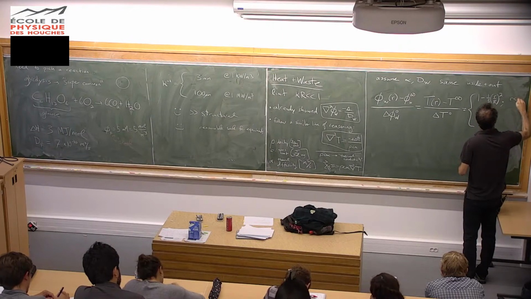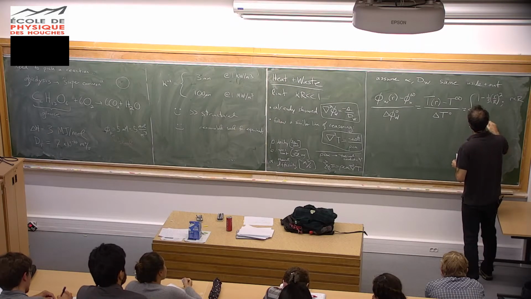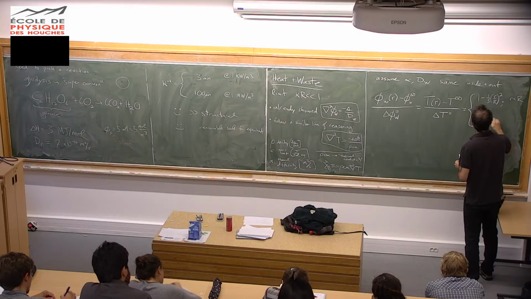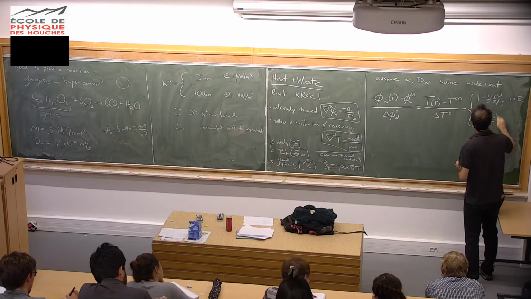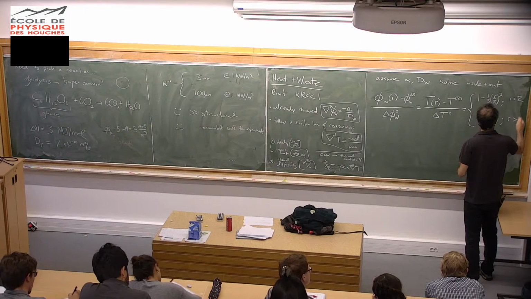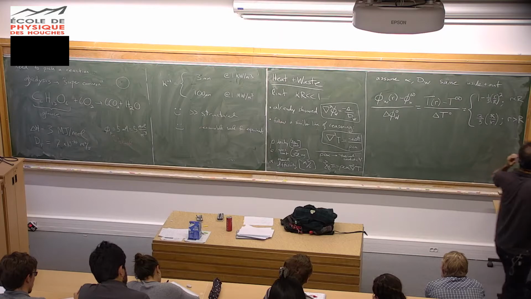And that's for inside. And then outside, it's even simpler. It's just 2/3 little r, big R over little r. And that's for outside of the reactive domain.